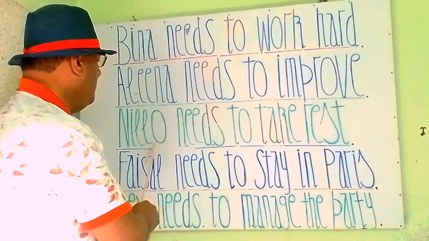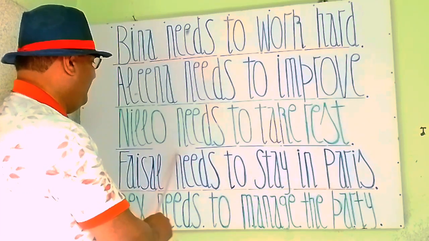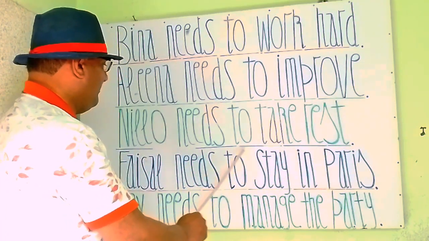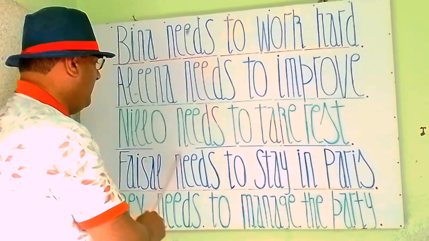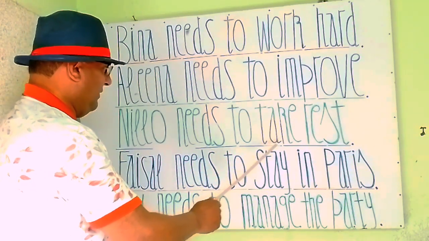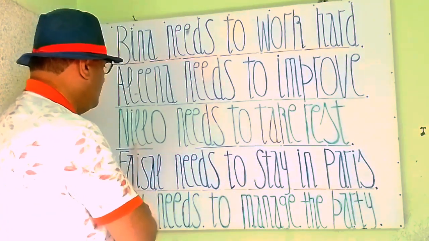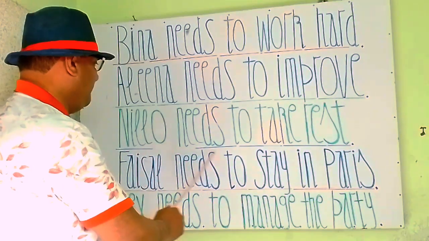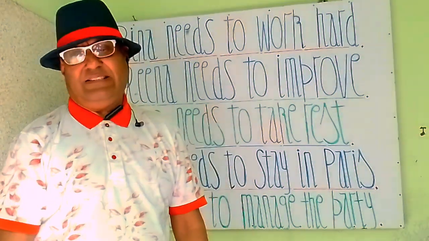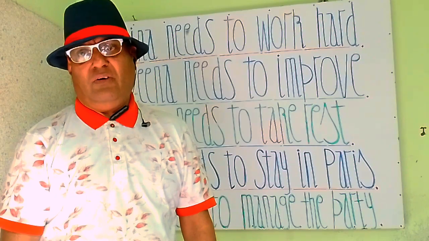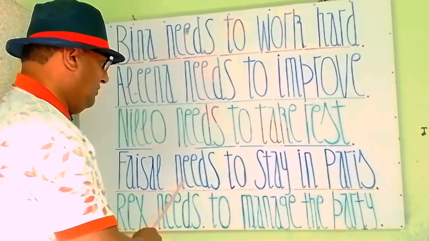Next is Nilo needs to take rest. Nilo को आराम की ज़रूरत पड़ती है. Nilo is a subject and noun and needs to is a modal verb and take rest is a basic verb and an object. So Nilo needs to take rest. नीलो को आराम करने की ज़रूरत पड़ती है. A beautiful sentence. आइए स्टूडेंट्स अगले जुमले की तरफ बढ़ते हैं.